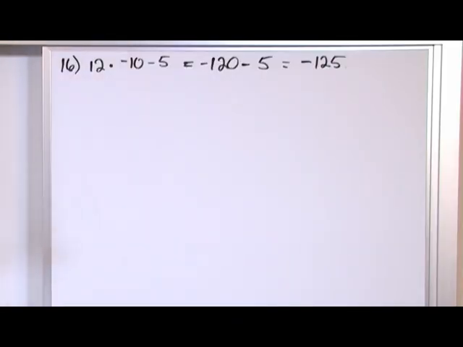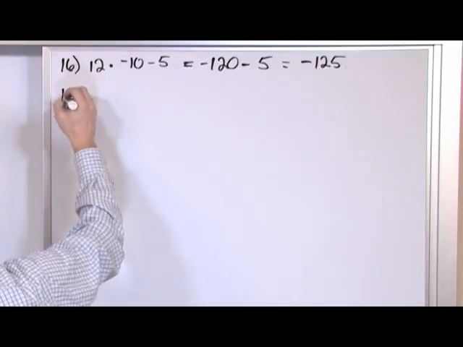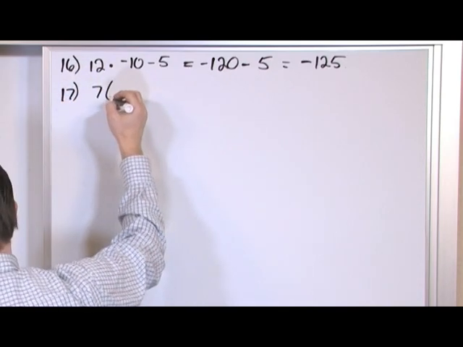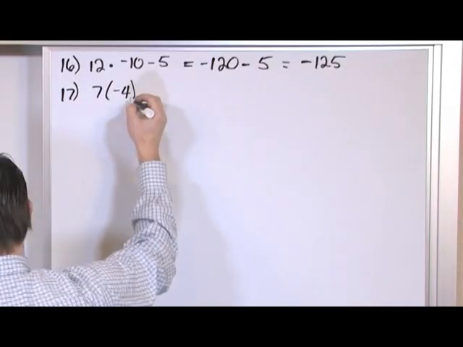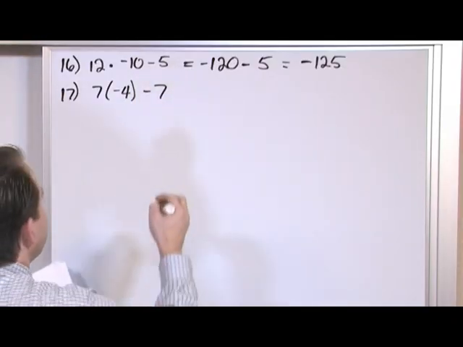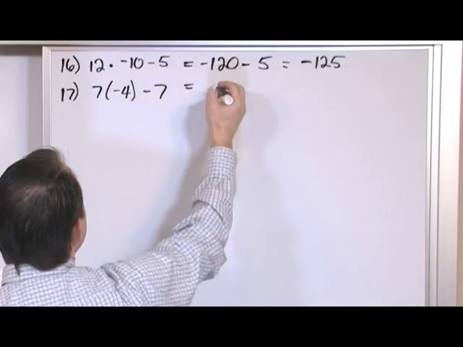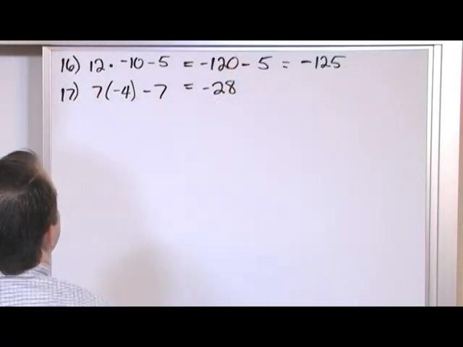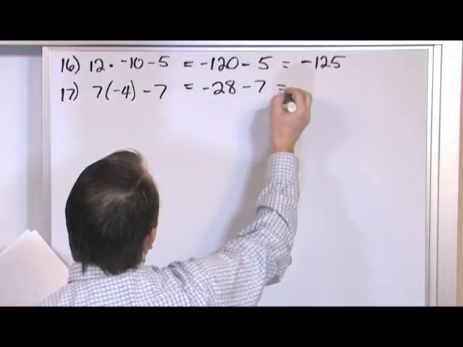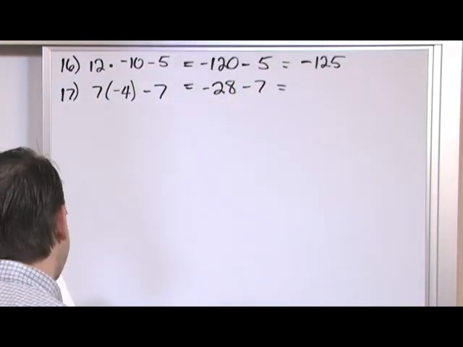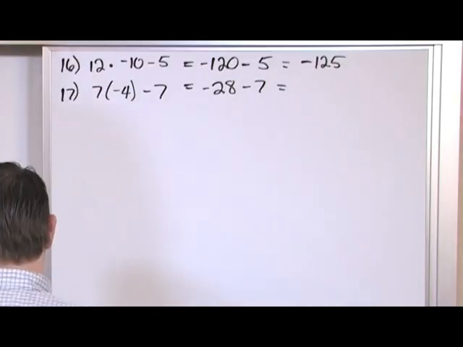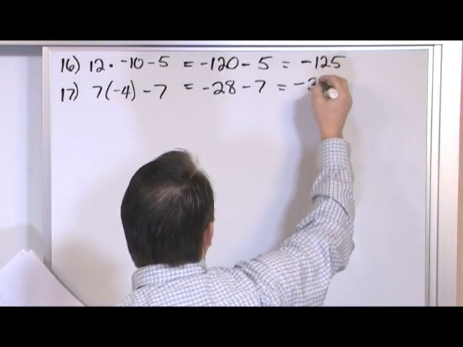This being negative 125. So 17, let's say we have 7 times negative 4 minus 7. 7 times negative 4, 7 times 4 is 28. Negative sign goes out front because these guys are different signs. We still have to subtract our 7. So we have exactly the same thing, negative 28 minus 7. So we're starting at negative 28 and we're going 7 more negative. So we have negative 35.